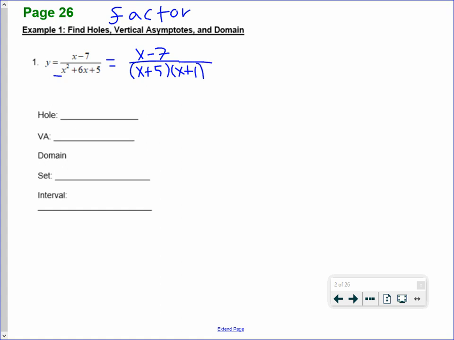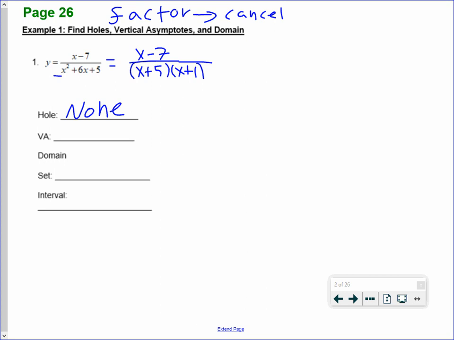Okay, so we factored. After we factored, we're going to cancel whatever we can cancel out. So after we factor, we cancel out similar factors from the top and the bottom. In this case, we can't cancel anything out. All the factors are different from the top and the bottom, so we don't cancel anything out. And if we don't cancel anything out, that means we have no holes.